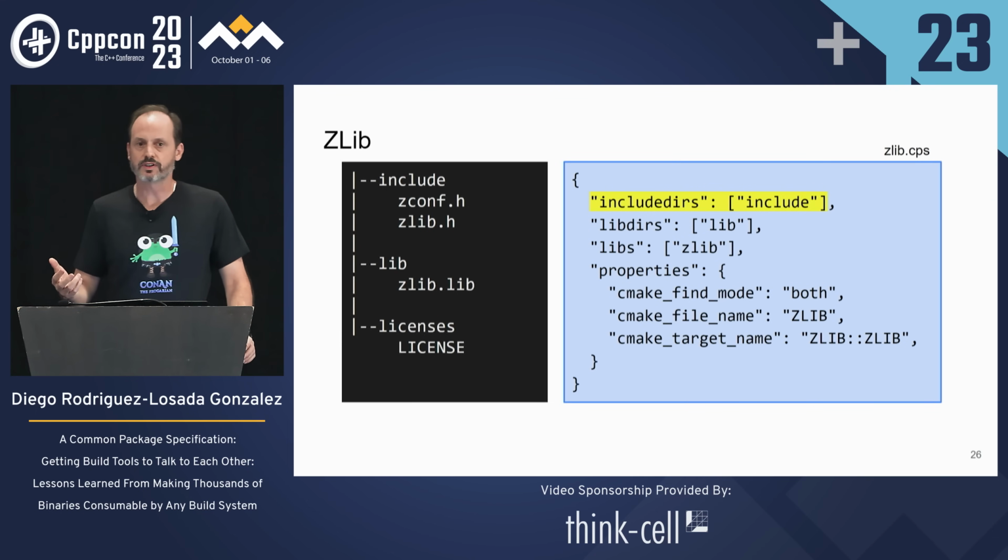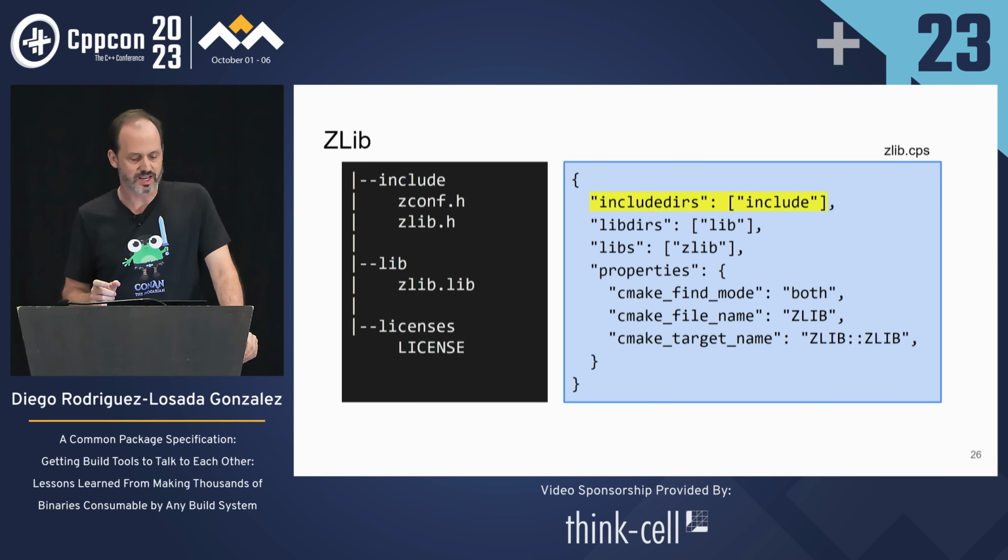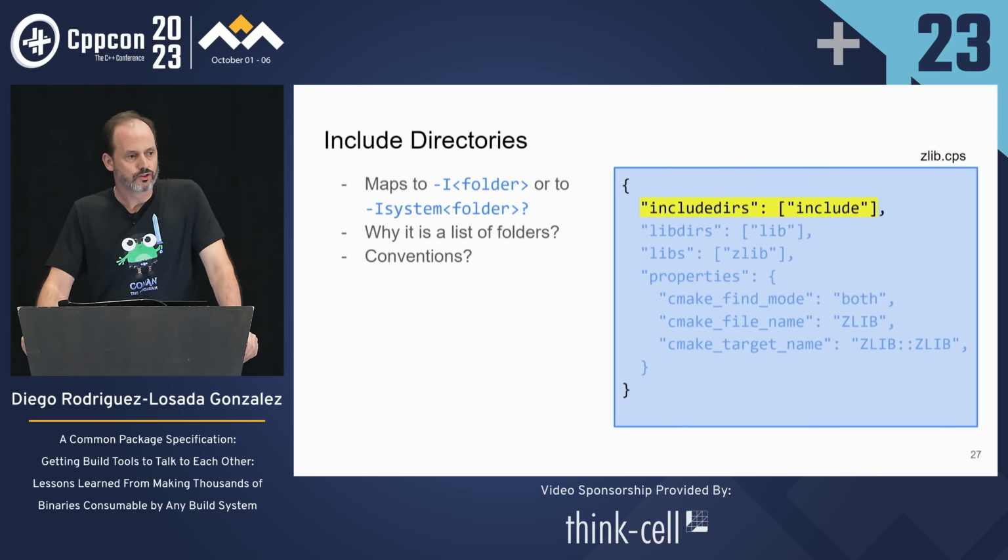So let's move to the first attribute in the CPS, the include directories one. This would be relatively easy, right? The include directories will typically map to the -I or -isystem compiler flag on the build system. Why, Diego, aren't you adding system include dirs in your specification? Because it's a different thing, right? Sometimes it's a -I, sometimes it's a -isystem. And why aren't you specifying that?